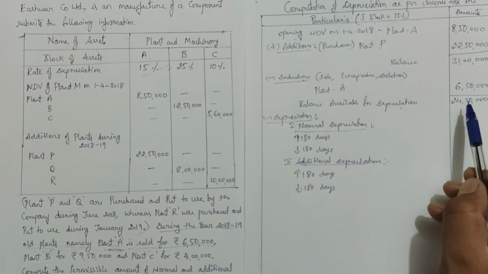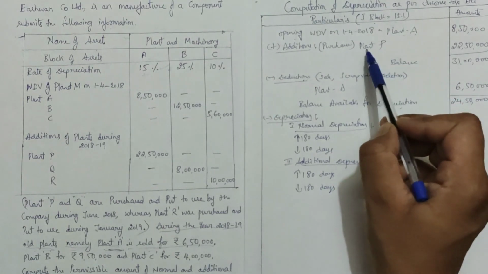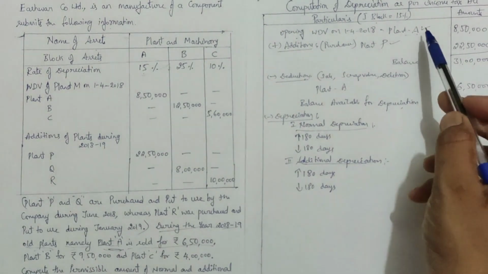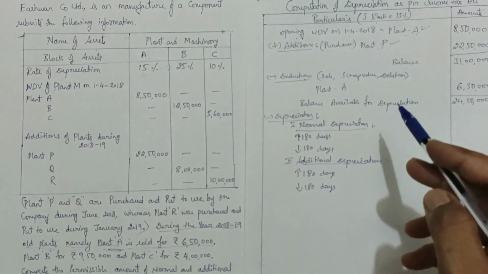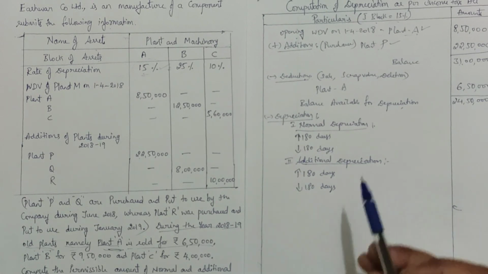24,50,000. So to get this amount, here we have two plants. One is plant A and plant B. So these two we need to check, whether they are using them in the business for more than 180 days or less than 180 days. Based upon that, we need to calculate depreciation. Clear? So now we will calculate the number of days they have used.